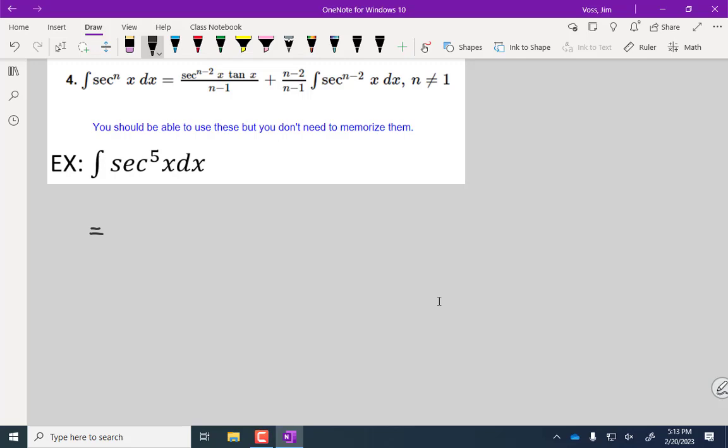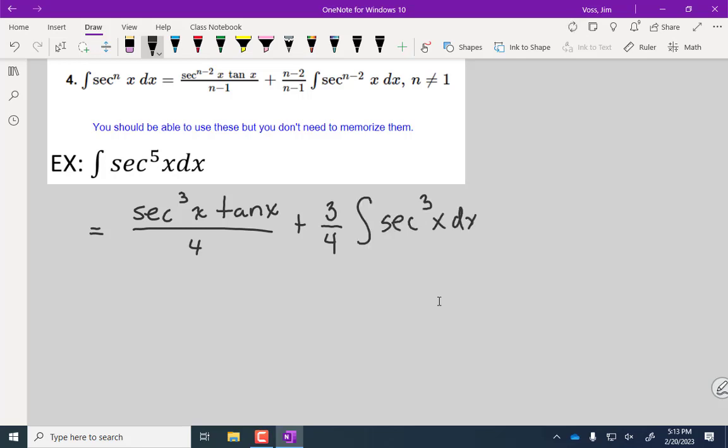But if you have the reduction identity in front of you, you should be able to follow the steps. So when we look here, the secant is to the 5th power, so the first thing we have to do is reduce it to the 3rd power. We use n is 5. Then we have 5 minus 2 over 5 minus 1, and then secant cubed. So then what do we do now? Do it again. That's secant cubed, so now we just do that again.